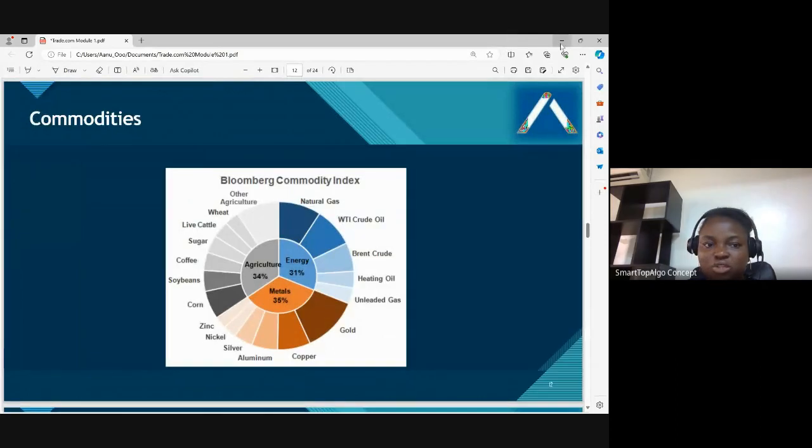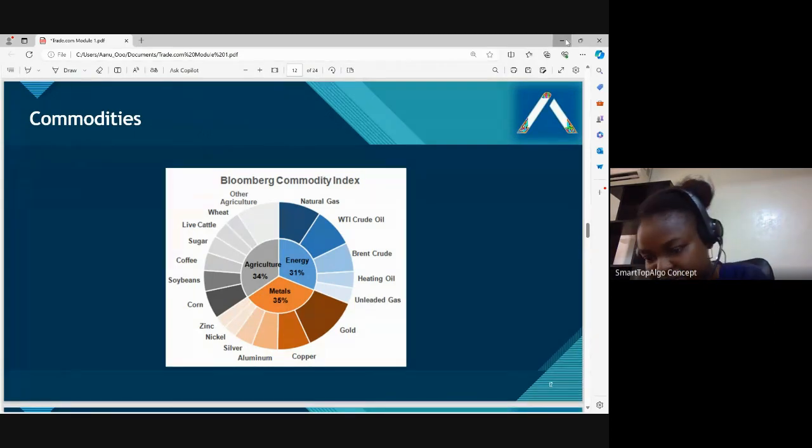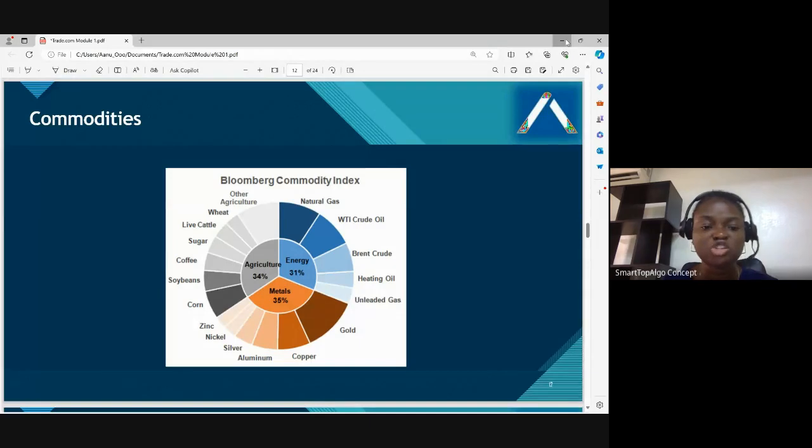Now, the next one is commodities. For those that are into the agriculture sector, funny enough, I may be a farmer, but I don't necessarily have a farm. How? I can be a farmer in the financial markets by trading commodities. So you can either trade agricultural commodities, you can trade energy commodities, or you can trade metals.